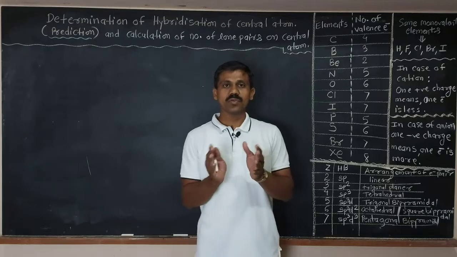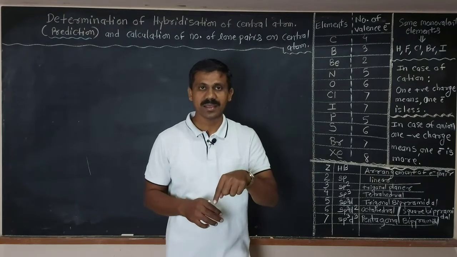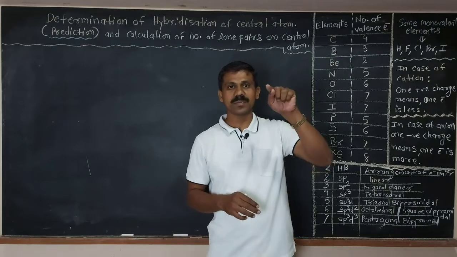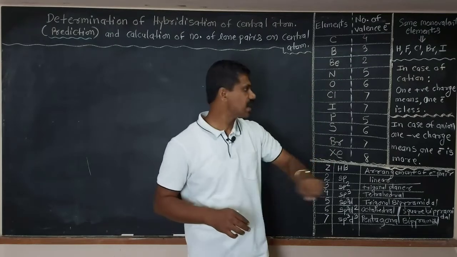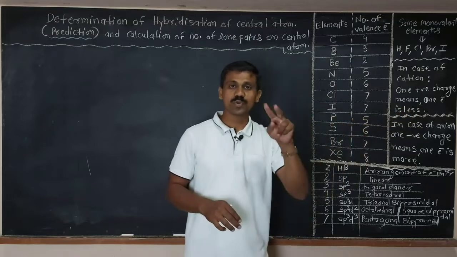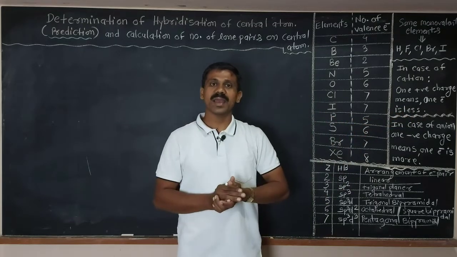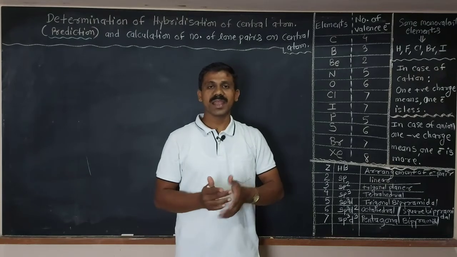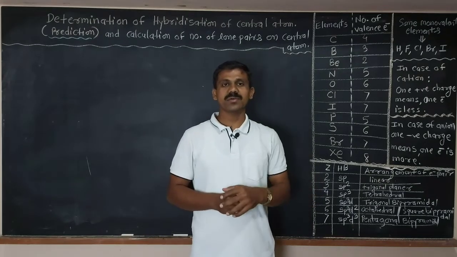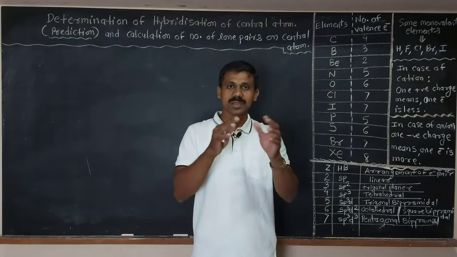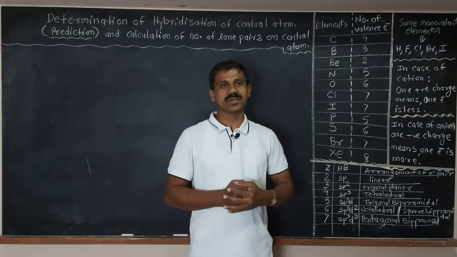Then, we have to find the hybridization of the central element in the case of a cation and an anion. Cation means having positive charge, either 1 positive, 2 positive, or 3 positive. If a cation has 1 positive charge, it means 1 electron is less. If 2 positive, a total of 2 electrons are less. In the case of an anion, meaning a negatively charged ion, 1 negative charge means 1 electron is more in total. 2 minus means there are 2 more electrons.